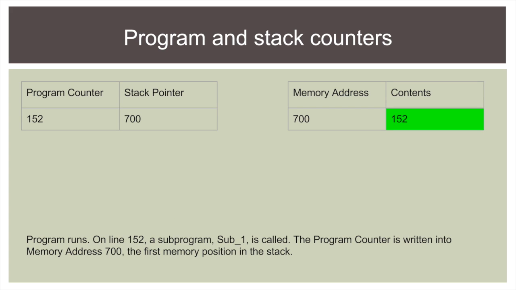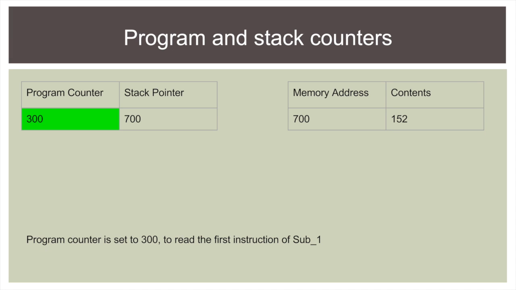Okay, so here is a slightly graphical representation of this at work. We're running a program. Just so you know, all the line numbers here are arbitrary. I've just made them up, but they are representative of what could happen in a program. So on line 152, we have a subprogram called sub1, and it's called. The program counter is then written into the first address of the stack pointer, which is memory address 700. Moving on, we can see the program counter is reset to 300, which is the first instruction of sub1.